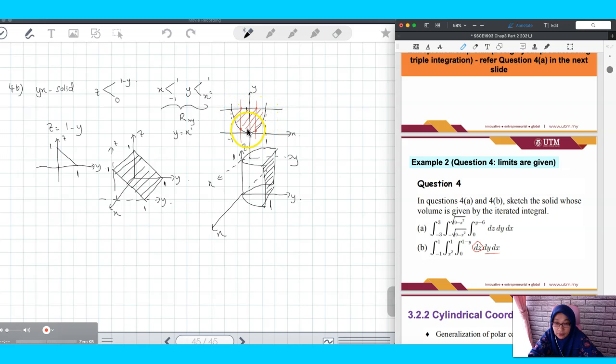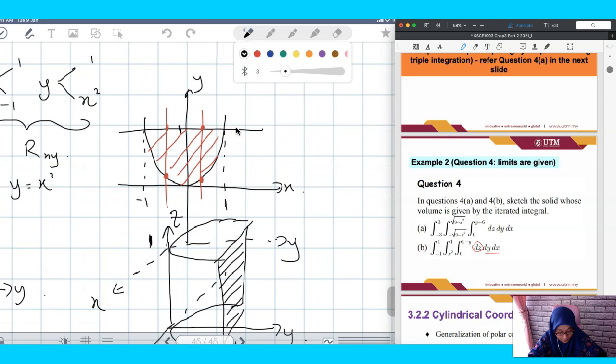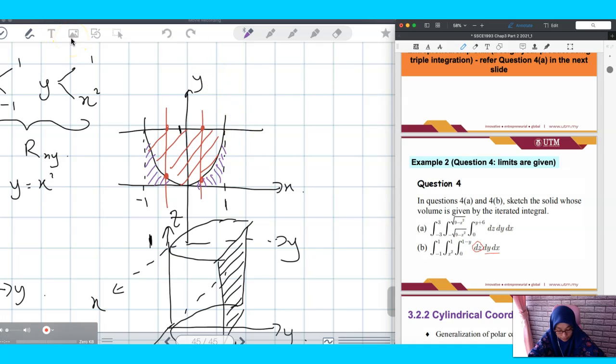So you have to be careful here, because sometimes your region can be down here. So you have to be able to read the limit carefully. Okay, you have to read the limit carefully.